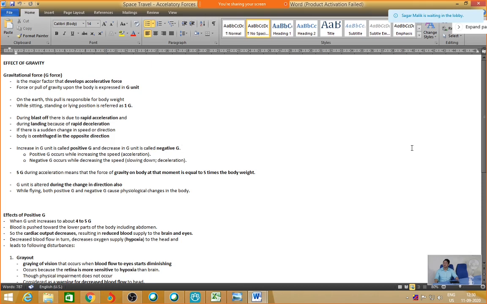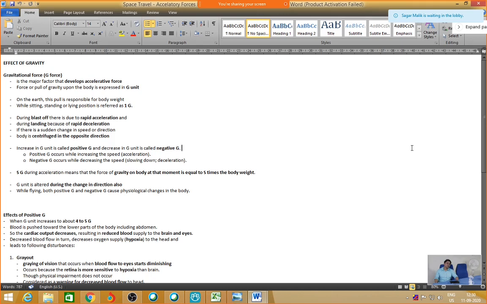Okay, so there is a concept of positive G and negative G. Positive G is seen when the body is accelerating against the gravity, and negative G is when the body is decelerating against the gravity. So one number you are supposed to remember is around 5G. And what do you mean by 5G?